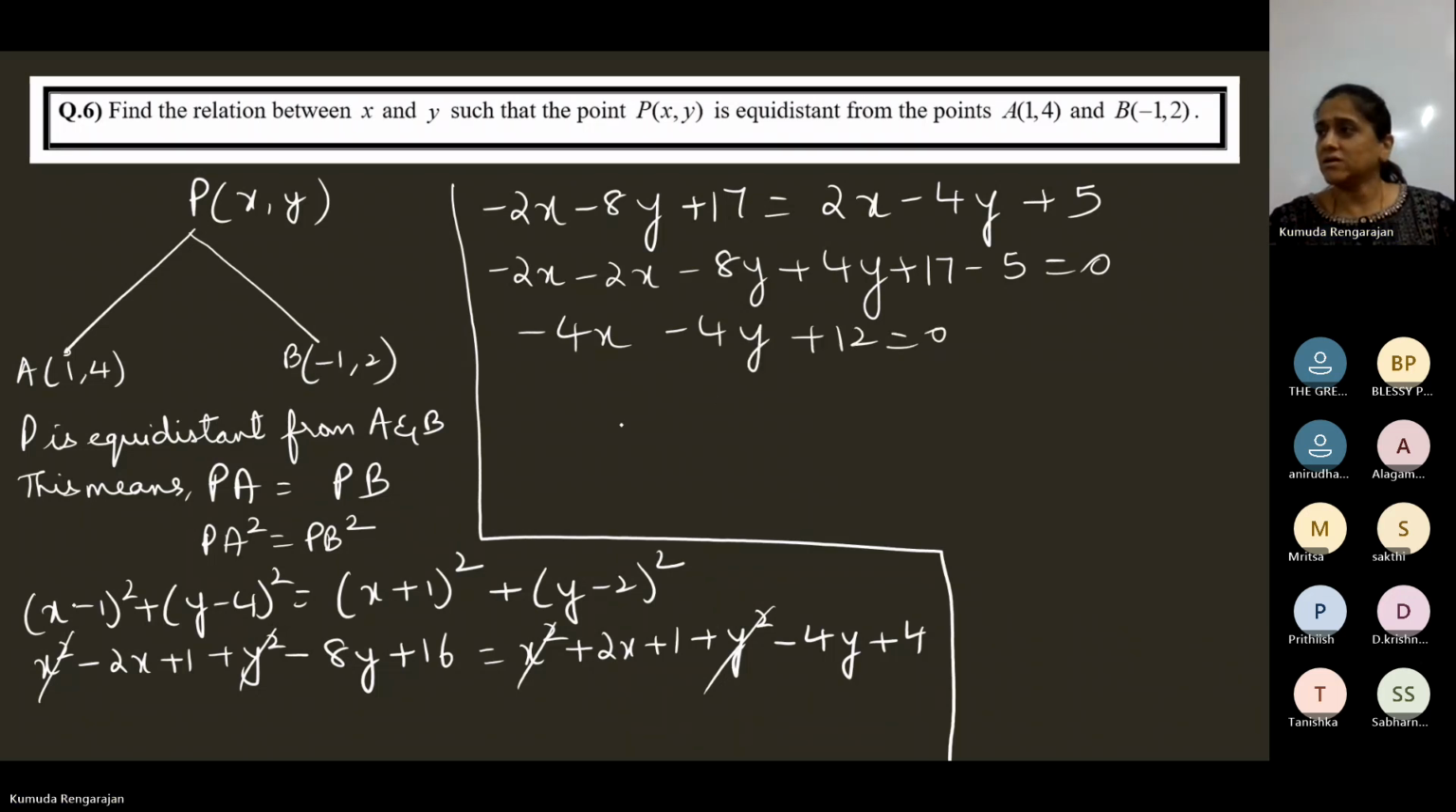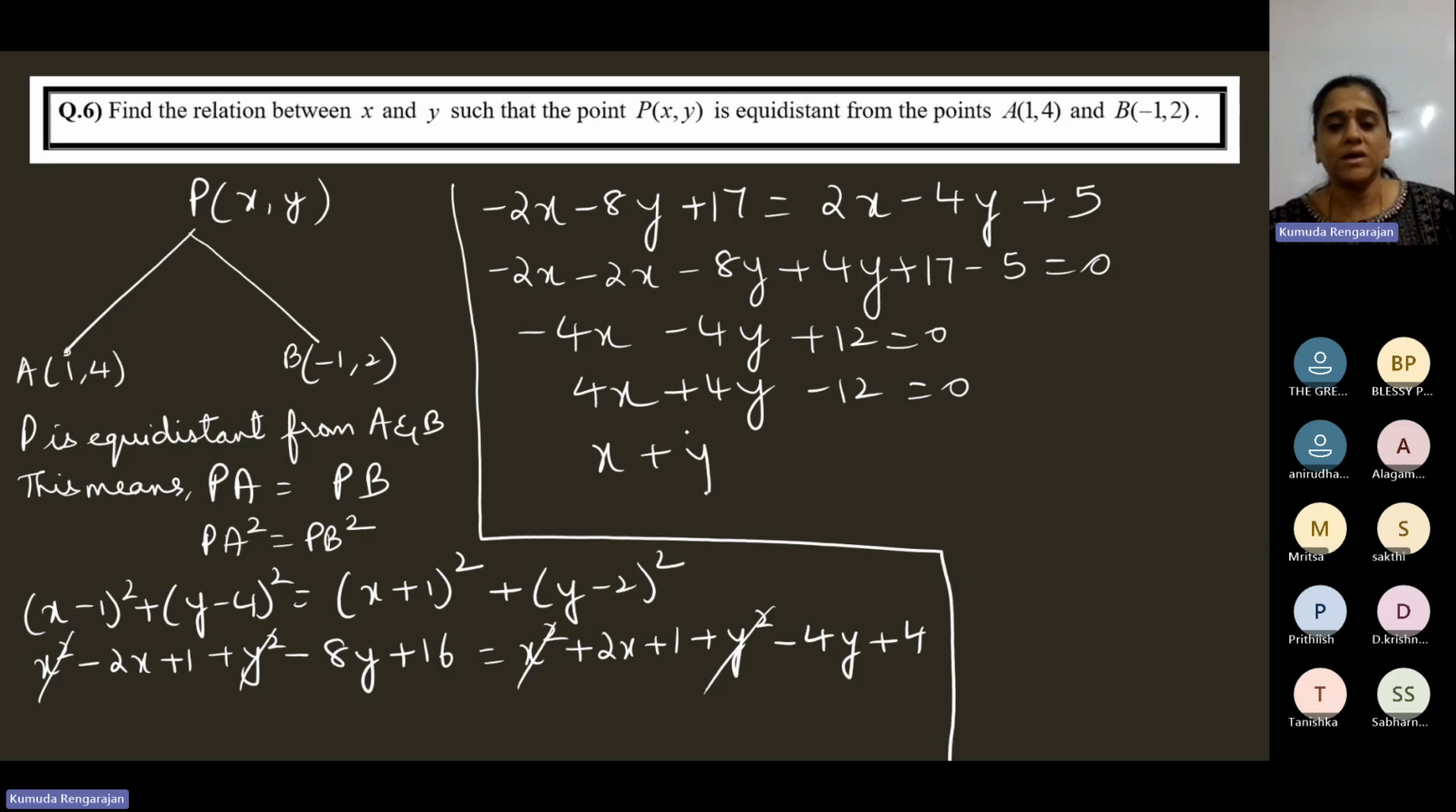Divide by minus 4 throughout, or 4 throughout. You can also change the signs throughout now. When you change the signs, minus 4x becomes plus 4x, minus 4y becomes plus 4y, plus 12 becomes minus 12, is equal to 0. Now you can divide by 4 throughout. So you'll get x plus y minus 3 is equal to 0.